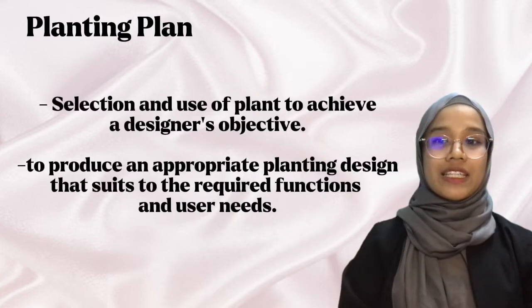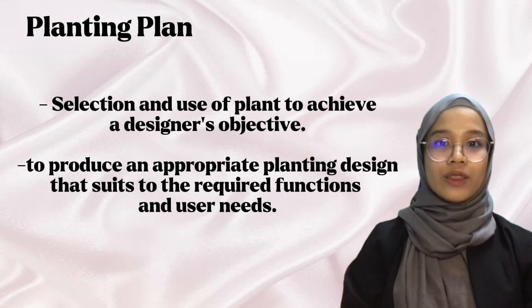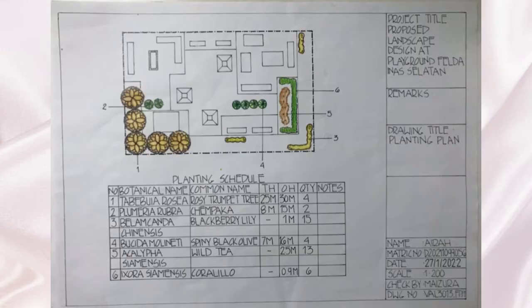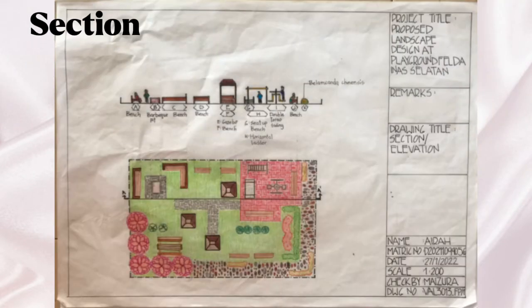Planting plan is the selection and use of plants to achieve a designer's objective. It aims to produce an appropriate planting design that suits the required function and user needs. In this stage, I need to do the planting schedule for each plant on my site. After I do the planting plan, I need to do the section cross.